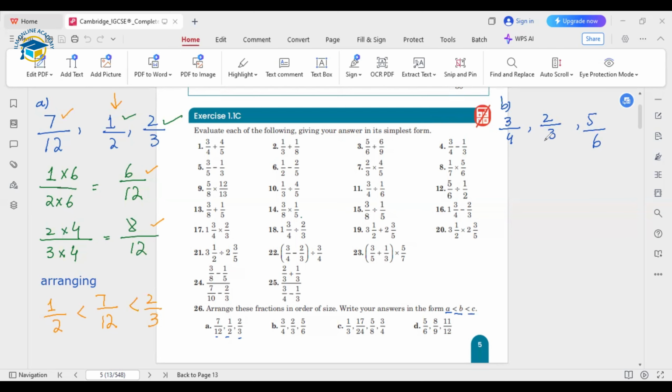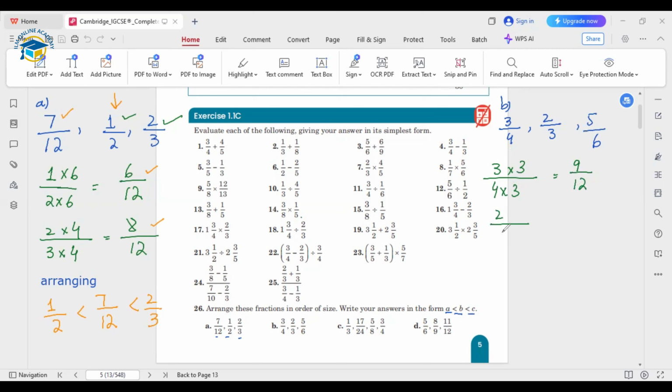So for 4, 3, and 6, the common number that is divisible by all of them is 12. The number 12 is the least common multiple. So accordingly, we will make all of these fractions with the denominator as 12. So 4 times 3 would be 12. That's why in the numerator and denominator as well, we are going to multiply by 3. So 3 times 3 is 9 and 4 times 3 is 12.